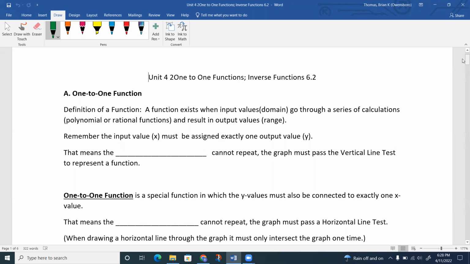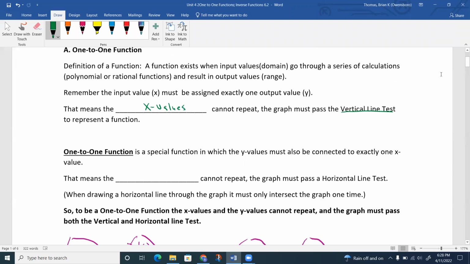So an easy way to identify if something is a function is if I give you a set of ordered pairs, the x values cannot repeat. So if I give you a set of ordered pairs or a table, the x values can't repeat. If I give you the graph, remember the graph must pass the vertical line test to be a function.